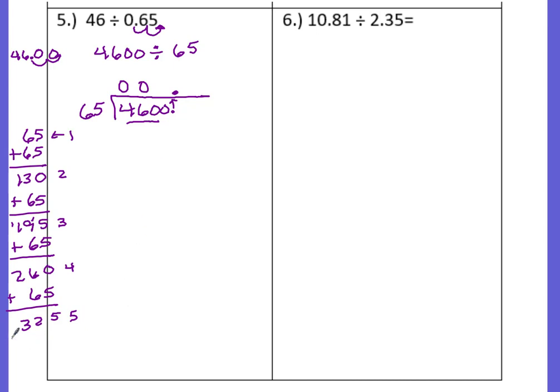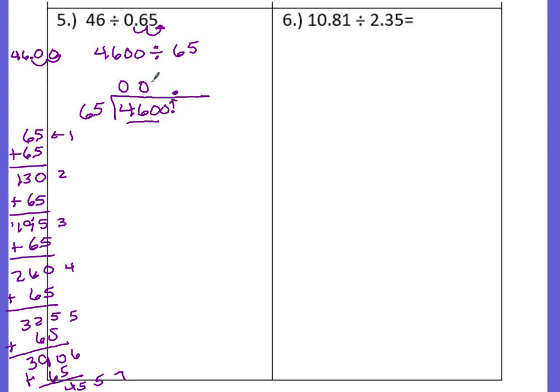Still not enough. Add another 65. That's 390. Still not enough. That's six of them. So we add another 65, and we get 455. If I add another 65, it's going to go too high. So we're going to stick with the 455, which happens to be 7. So put the 7 here. And you see, I did not keep it lined up very nicely, did I? So let me redo that.